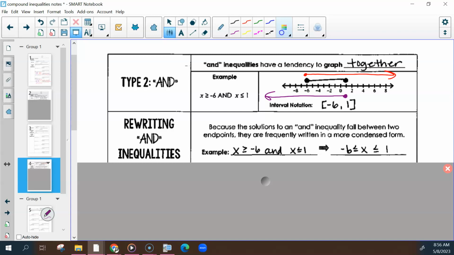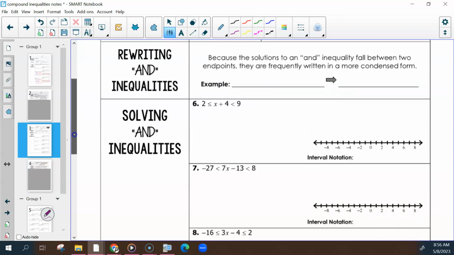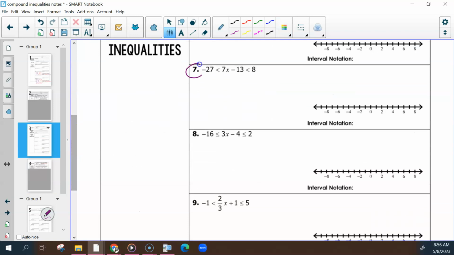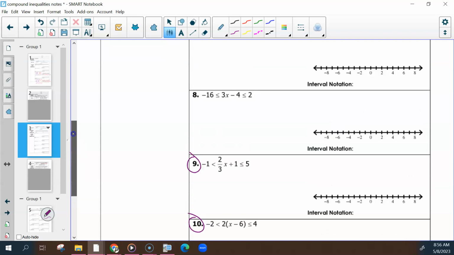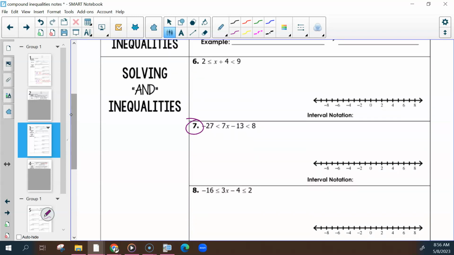We got 7. Any others? 9. Right. Let's start with 7.